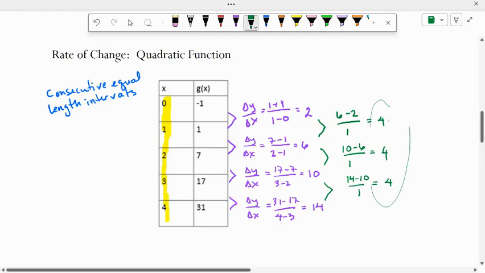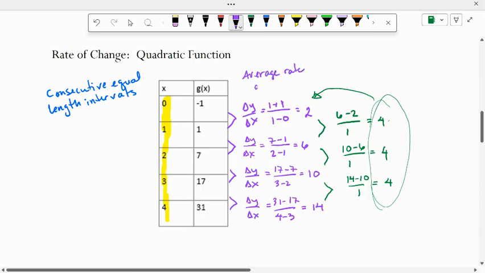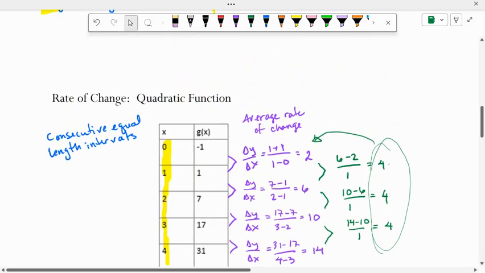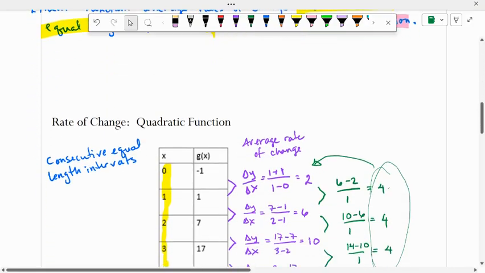Well, an average rate of change that's a constant function means what I was looking at is linear. So my average rates of change for a quadratic function are a linear function. They increase by a constant amount or decrease by a constant amount. My average rates of change are linear instead of my average rates of change being constant.